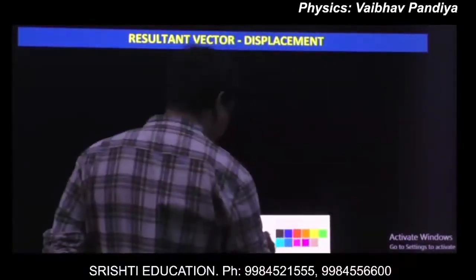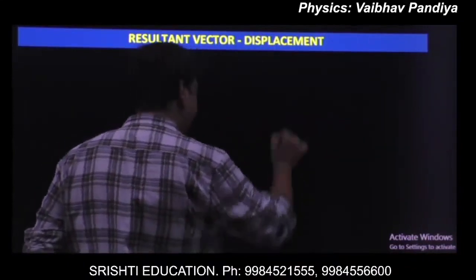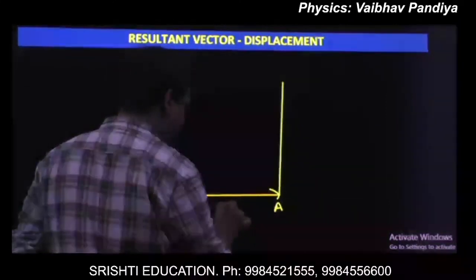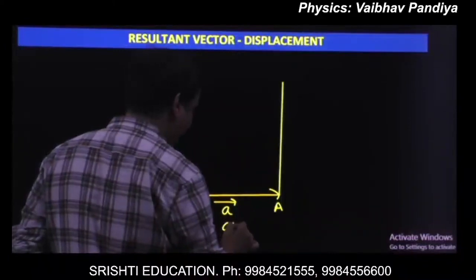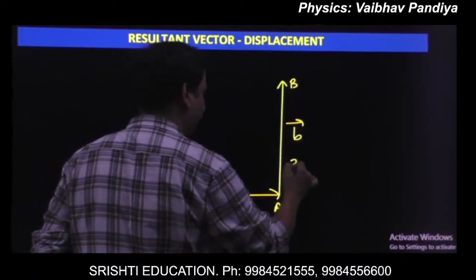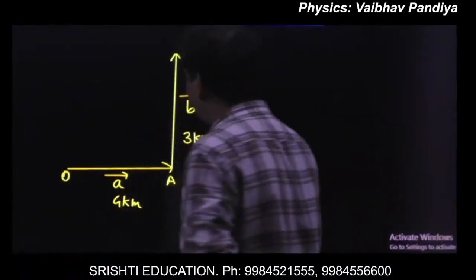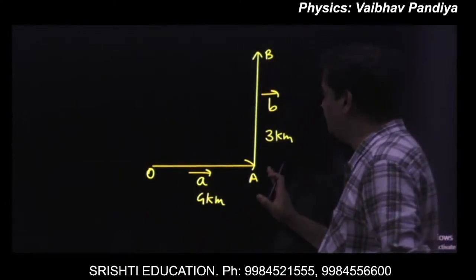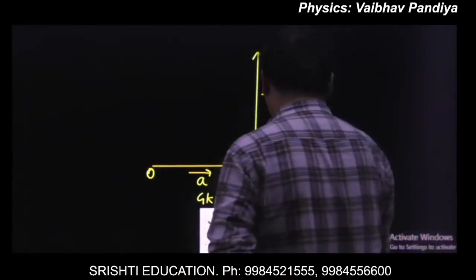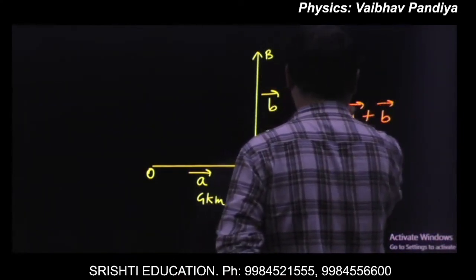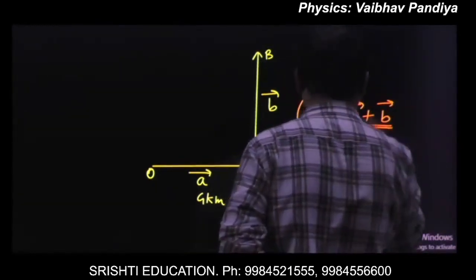Now, if you see displacement, we all know displacement is a vector quantity. Suppose first you are going from a point O to point A and cover a displacement A, which has a magnitude of 4 kilometer. Then you go from A to B and cover a displacement B, which has a magnitude of 3 kilometer. Now you are covering two individual displacements, A and B. A is right 4 kilometer, B is like up 3 kilometer. Now suppose you want the resultant of A and B. So basically you need a single vector which will give you the equivalent or combined effect of A and B.